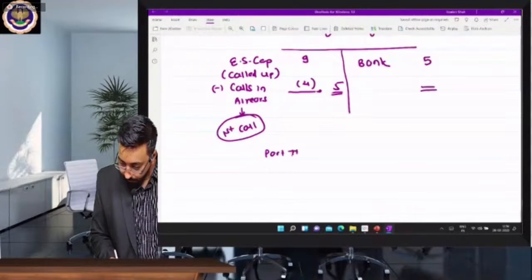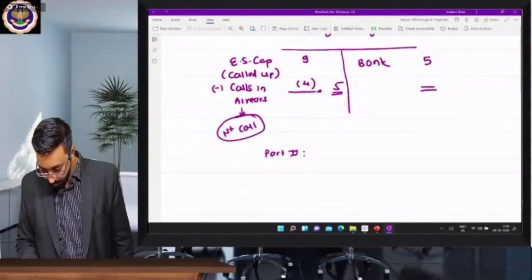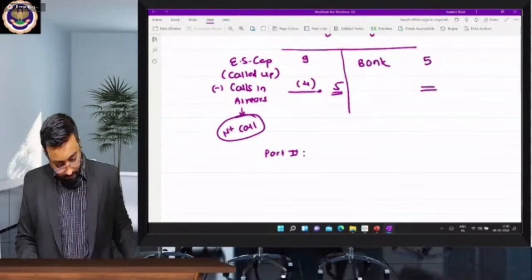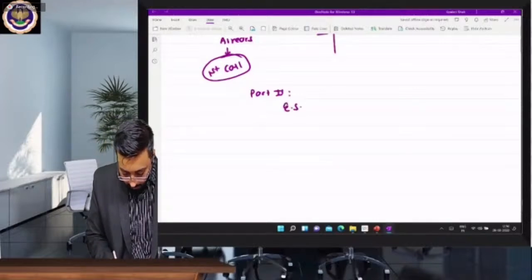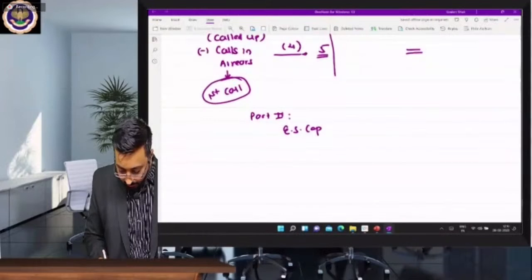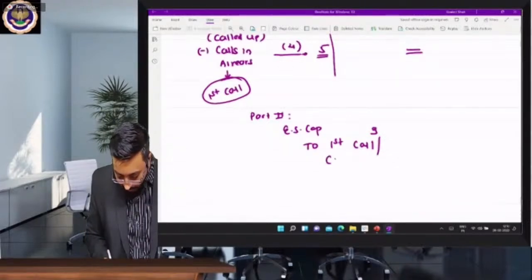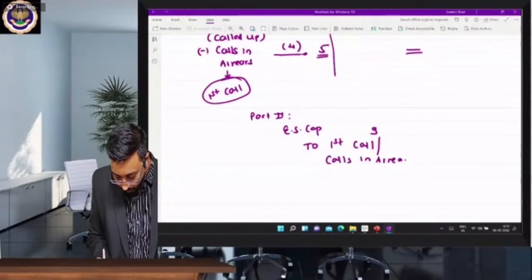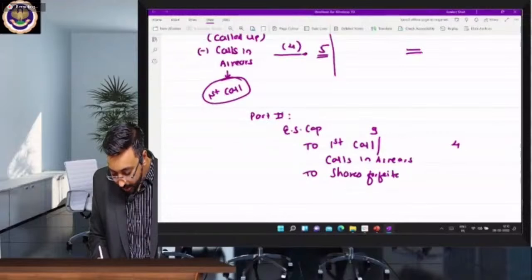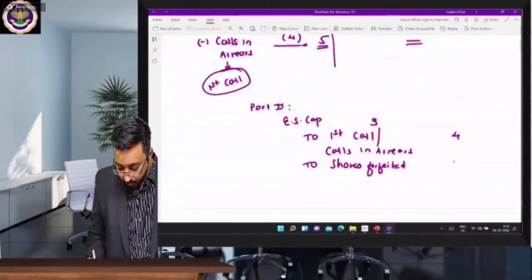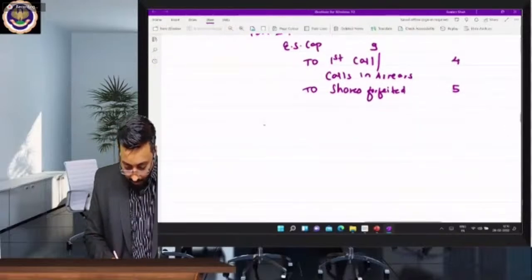Part 2. Misha Mehta, wrong. Journal entry. Equity share capital, beta, up to the second line, 9. To first call or calls in arrears, na? 4. Shares forfeited, beta. Which amount? Collected value or paid up value? 5. And part 3.